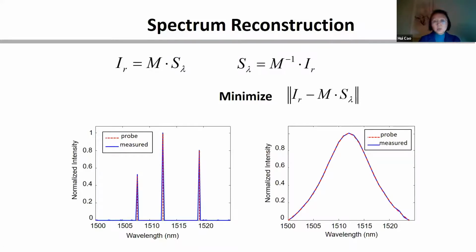With that, we can recover many different types of spectrum, either a broadband spectrum or a multi-line discrete spectrum. The red curve is what we measure using a standard spectrometer, and the blue one is what we recover using this random spectrometer.